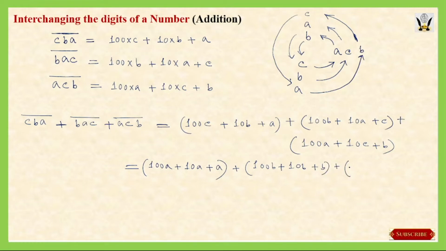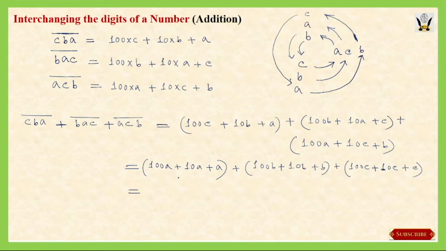Then for C also we will have the same kind of expression: here we have 100C, then here we have 10C, and then in the second part we have a single C, so we will be adding that C with the other two.